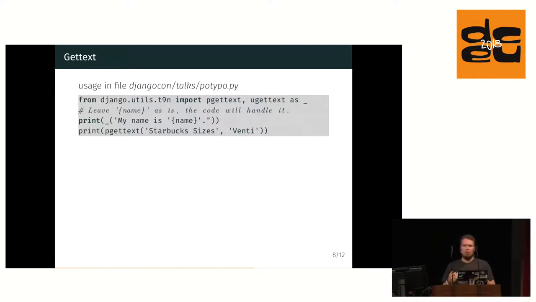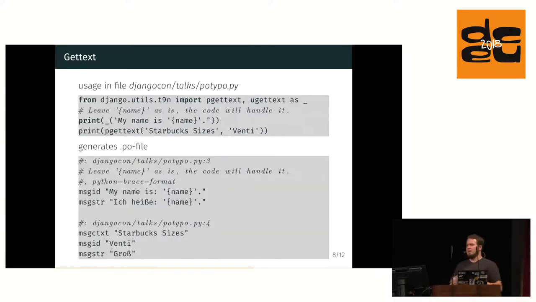And if you now let getText do its thing on the files and gather all those message IDs for you, then this would render as something like the following .po file. You see we have the file djangocon/talks/potypo.py. And in the third line, we have the "my name is {name}" message ID. And the comment that we gave before this, which is "leave name as is, the code will handle it", gets automatically drawn into the .po file.